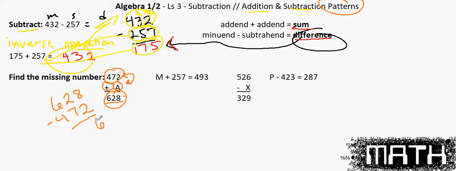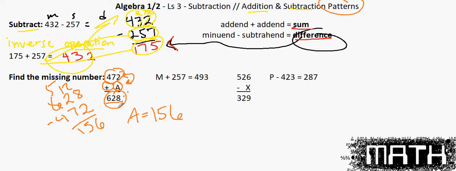What do we get? Sorry for the diagonal. 5, 12, 5. 156 is our missing number. A is 156. Right? We found the missing addend by subtracting the sum and the other addend, taking the bigger number on top so we could do it.